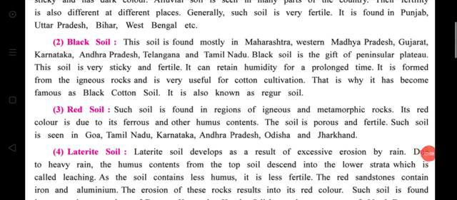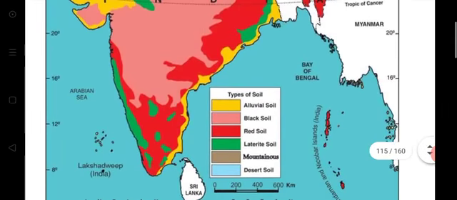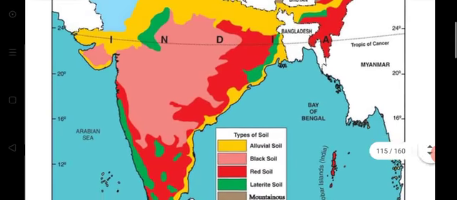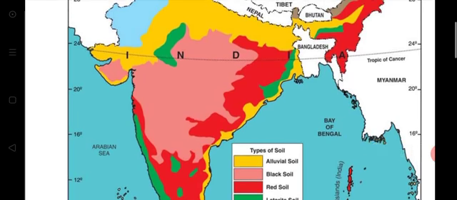This soil is found mostly in Maharashtra, Western Madhya Pradesh, Gujarat, Karnataka, Andhra Pradesh, Telangana and Tamil Nadu. You can see it in the map. Wait. Black soil. See, Gujarat, Madhya Pradesh, Telangana. This is the skin or peach color. It is called black soil.